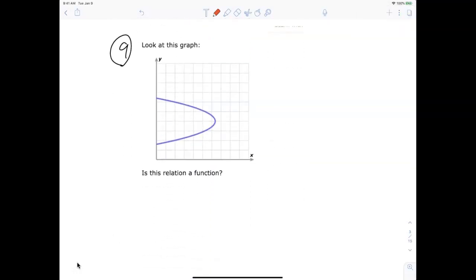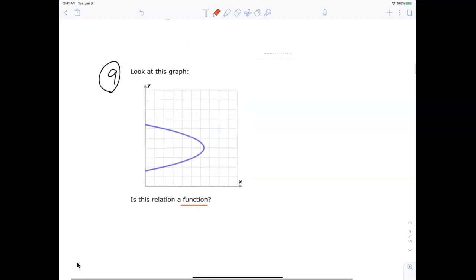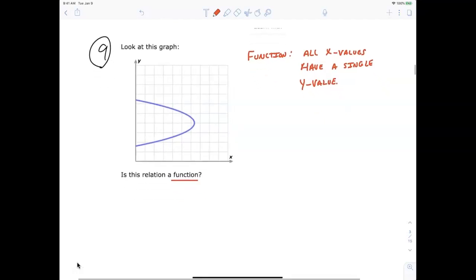Now, we want to talk about, is the relation a function? A relation is a function if all x values have a single y value. Now you've heard me say this before, that something is a function if all of the x coordinates are different. Now we're going to demonstrate that two ways. Graphically.